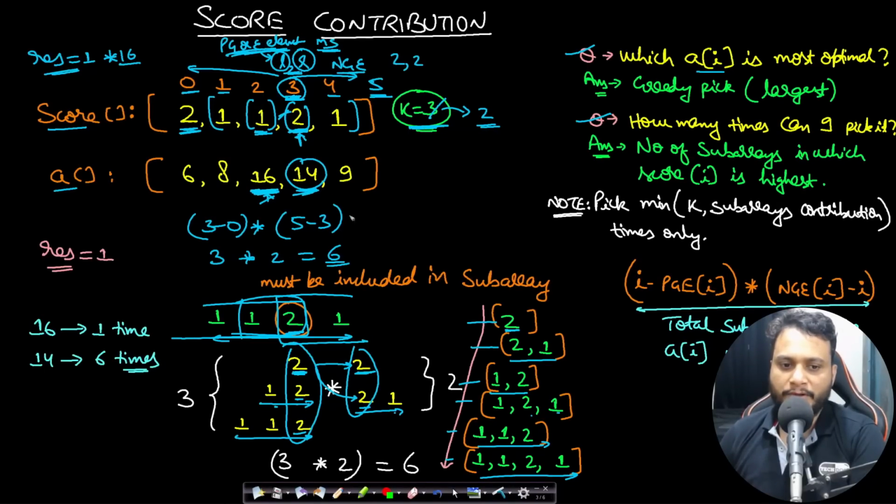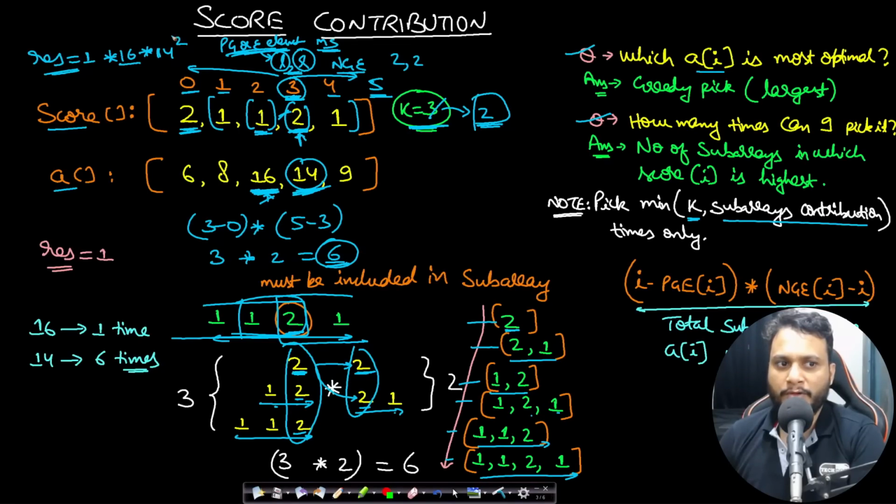Then 14 is contributing 6 times, right? And this is the second best option. So out of this 6 and 2, how many times you will be including? Only 2 times, because the requirement is less than the number of contributions, right? So you have to pick the minimum of k comma the subarray's contribution for any particular element. And in this case, since 14 has to be included 2 times, therefore you can multiply 14 2 times, or you can write 14 square.